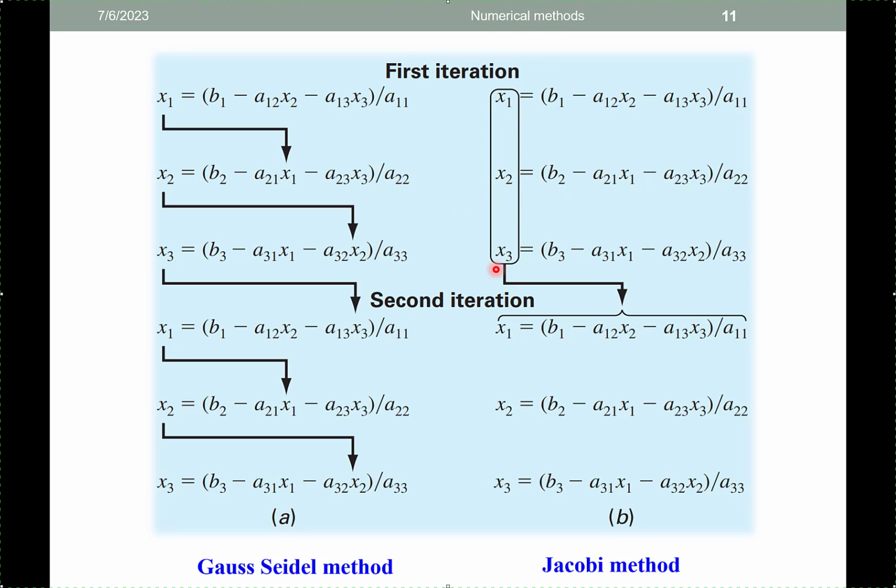Then we plug those new values into the second iteration calculations. While in the Gauss-Seidel, every time I find a variable, I'm going to plug it in to the next equation to update x2 using the updated x1. In this case, x3 would be the initial guess. And then when I'm trying to find x3, I'm going to plug in the updated x1 and the updated x2 to find x3, and then we just continue that way until we converge.